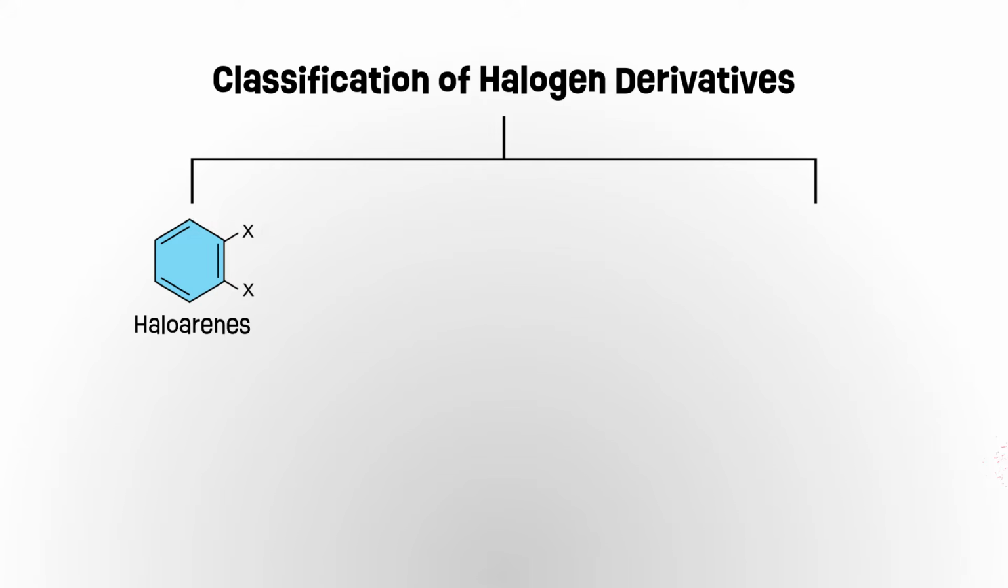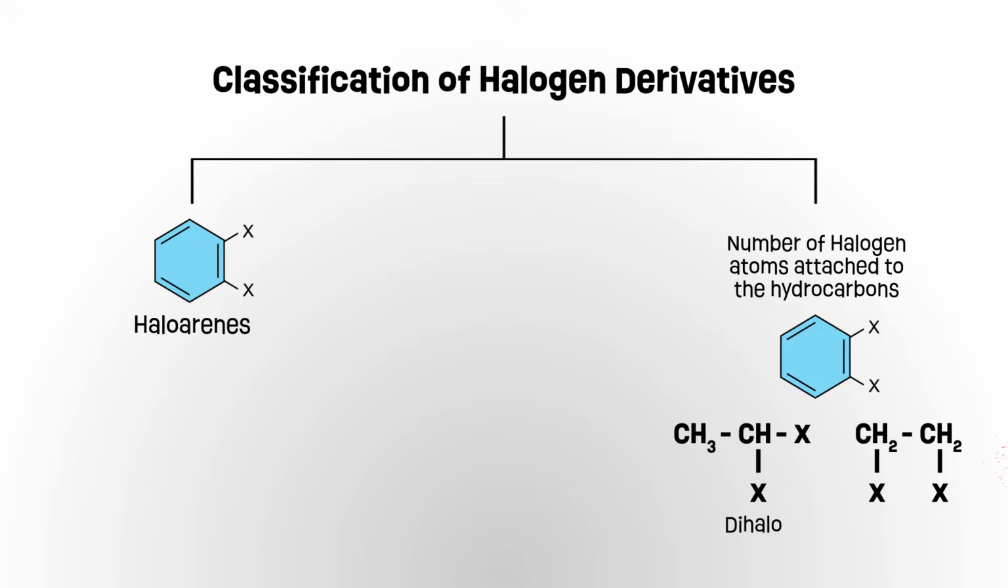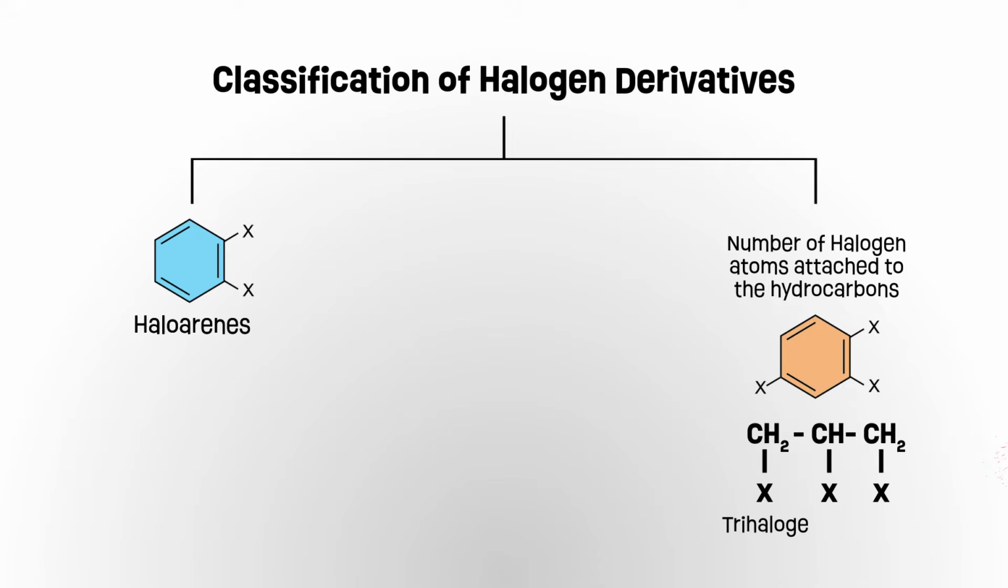Second, on the basis of the number of halogen atoms attached to the hydrocarbon. If one halogen atom is attached, it will be called a monohalogen derivative of alkane. If two halogen atoms are attached, it will be called a dihalogen derivative of alkane. Similarly, if it is three, then it would be a trihalogen derivative of alkane. Okay. Now there is one more way of classification of halogen derivatives of alkane.